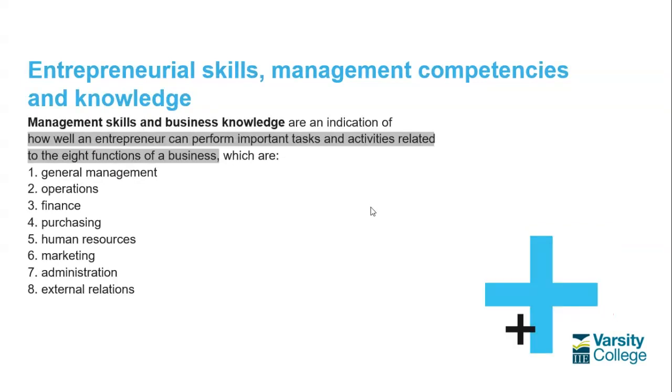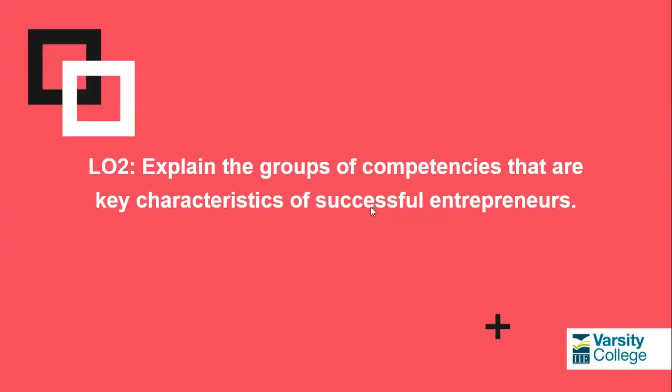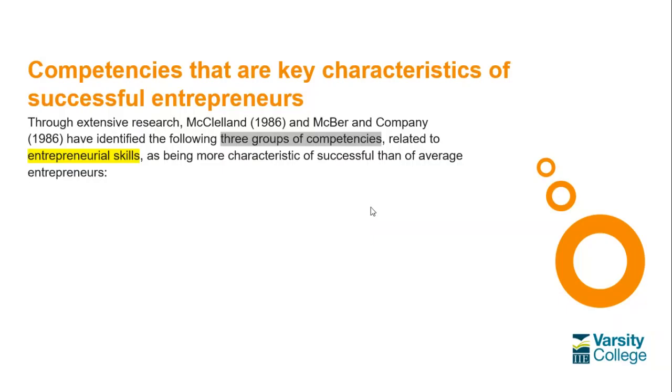And then management skills and business knowledge, they are an indication of how well an entrepreneur can perform important tasks and activities that are related to the 8 functions of the business. So how well can you do general management, operations, finances? Those are the management skills, as well as the knowledge that is required in order for you to execute those skills.